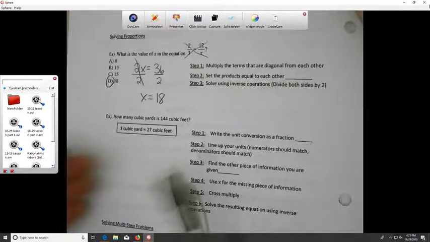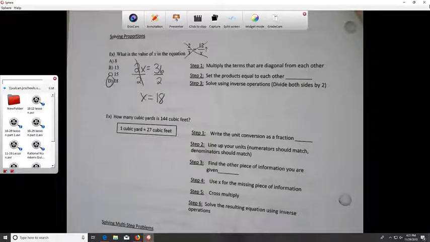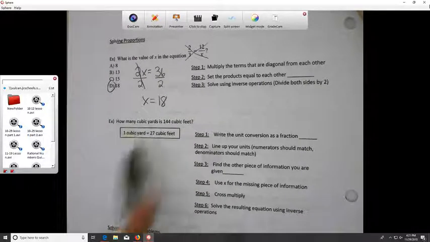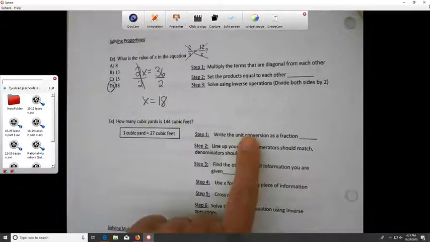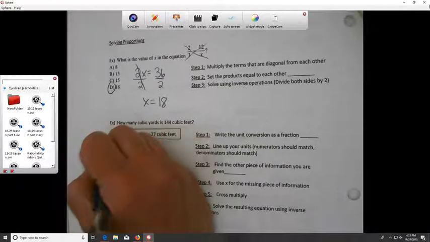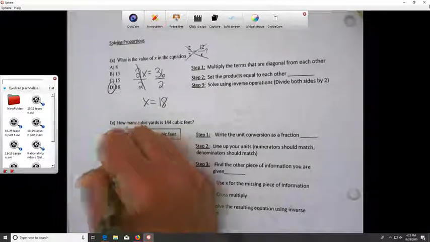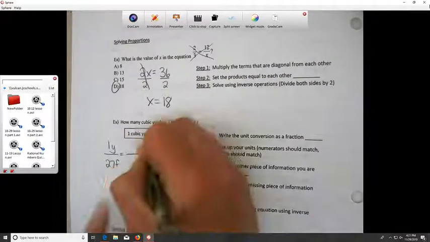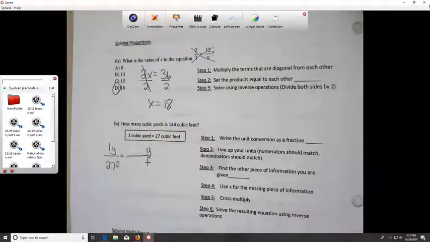The next question here, same kind of thing, we're also going to use a proportion. So it says, how many cubic yards is 144 cubic feet? And it tells us here that 1 cubic yard is 27 cubic feet. Alright, so step 1 says we're going to write this unit conversion as a fraction. So 1 yard is 27 feet. And then we're going to line up our units. So I'll have yards on the top and feet on the bottom.